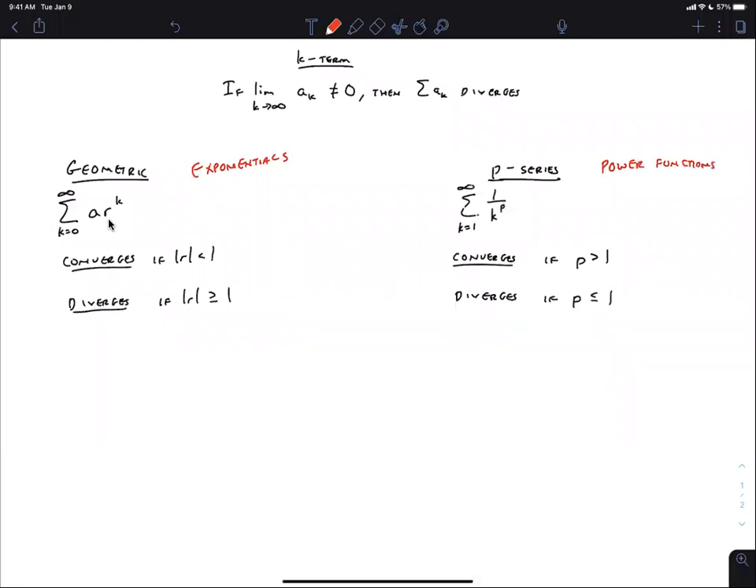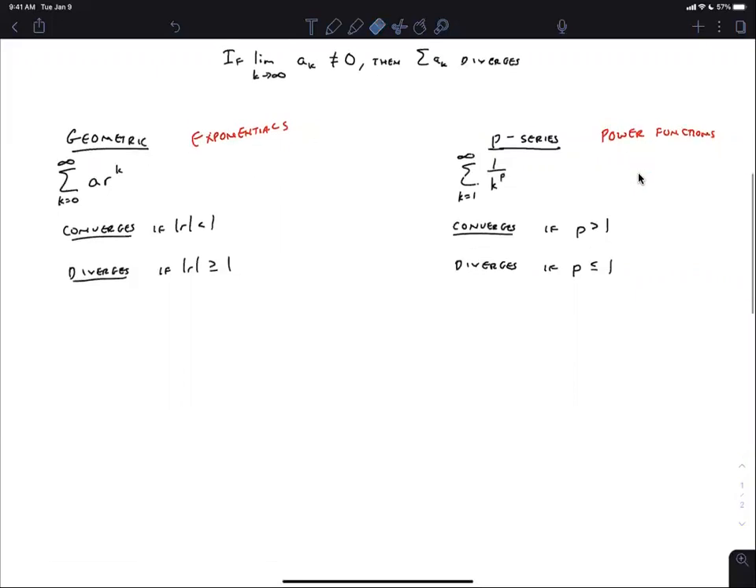So if you have k to the 5th, that's the same thing as 1 over k to the -5th. So it's a P series. Does that make sense? And so then that diverges because -5 is less than 1. And you also could say this diverges because of the K-term test. But these two together cover basically any simple series where you have a number to the k, or a k to a number. So all exponential functions covered here, all power functions covered here.